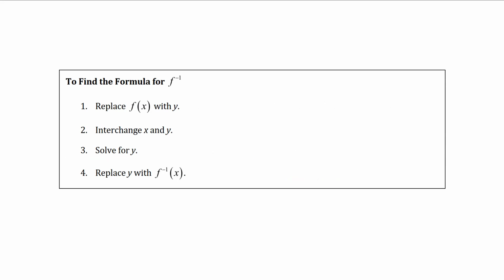Next, we're going to go over the steps for finding the formula for the inverse function algebraically. Number 1, replace f of x with y. Number 2, interchange x and y. Number 3, solve for y. Number 4, replace y with f inverse of x. In the next example, I'm going to show you how we apply these steps to find the inverse function algebraically.